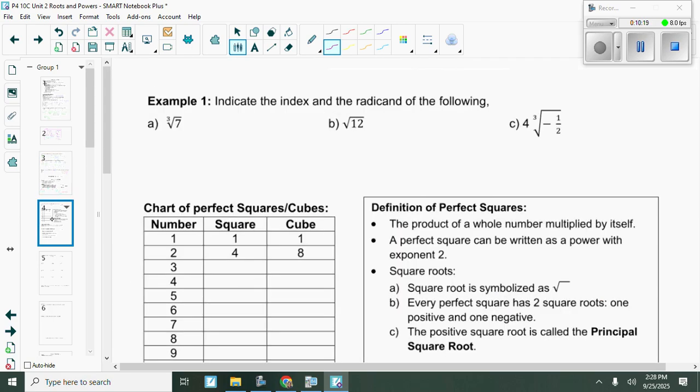At the top of the next page, it says indicate the index and the radicand of the following. We're just making sure that we know what's what. If you want, you could circle the index. Someone tell me, what is the index of A? It's the 3. How about B? What's the index of B? 2. Awesome. If it's not written, then we can assume that it's a 2. That's kind of hard to read, let me make it a little bit bigger. Ooh, look at this. What's the index for C?